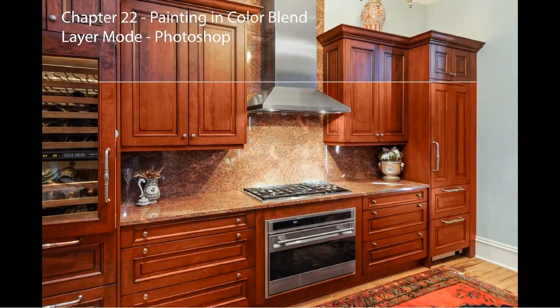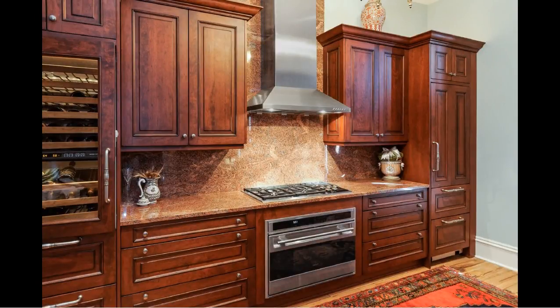Chapter 22 is about painting in what's known as color blend layer mode. And that sounds very complicated, but it's not as complicated as you'd think. So take a look at these kitchen cabinets. If you look down here, this is probably the true color of these cabinets, but the top cabinets have been contaminated with a number of different light sources.